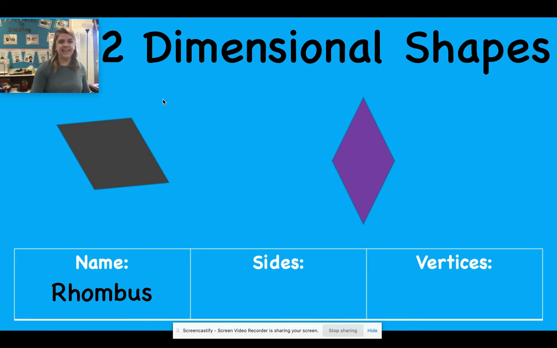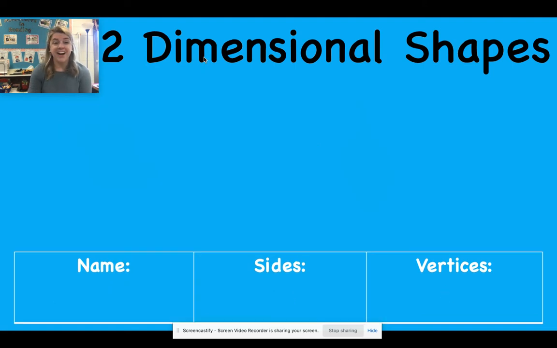Let's see how many sides it has. Here we go. Ready? 1, 2, 3, 4. 4 sides. Very good. All right, so write that on your chart. 4 sides. And then how many vertices does it have? 1, 2, 3, 4. Are you noticing a pattern in between sides and vertices? Are you noticing anything yet? I am.